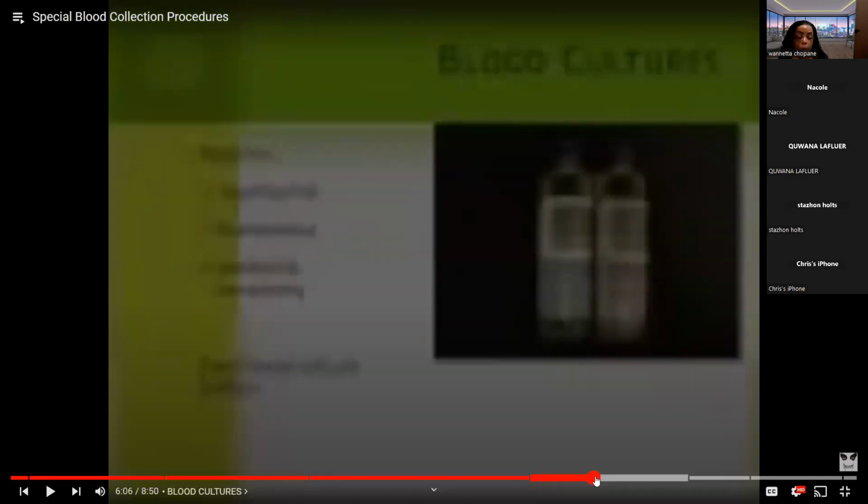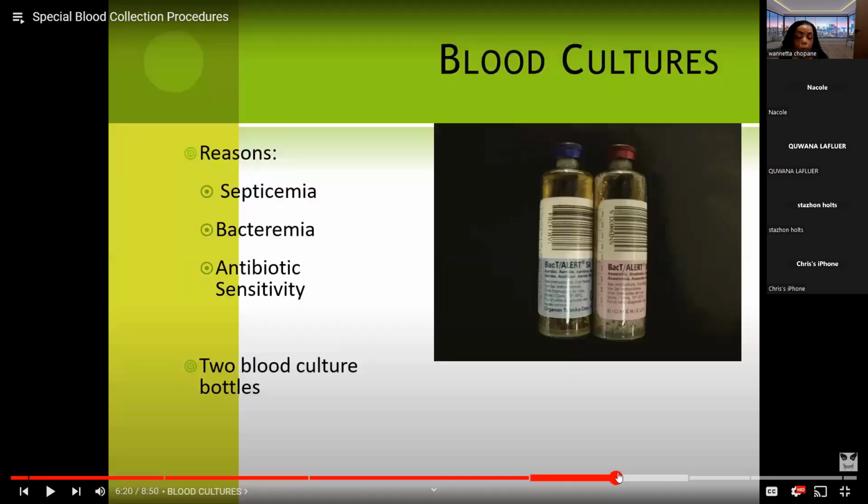All right, so it talked about blood cultures. What we know so far about blood cultures is that the doctor has a feeling that the patient has bacteria of some sort, or even septicemia. These two reasons are why a blood culture needs to be done. You will see this on your national exam.